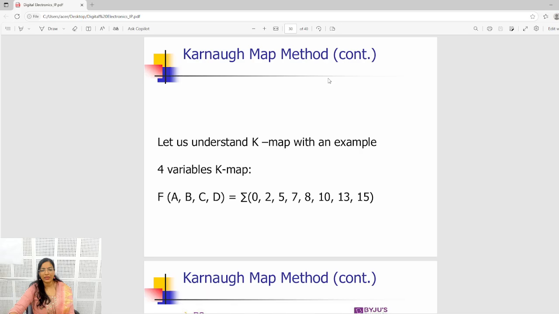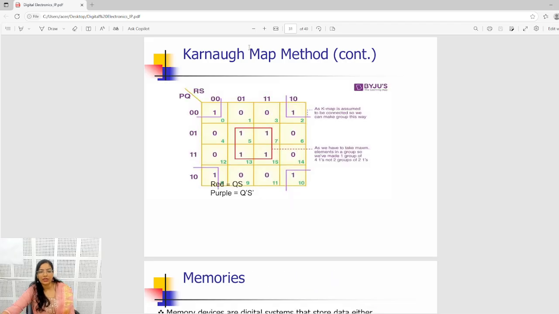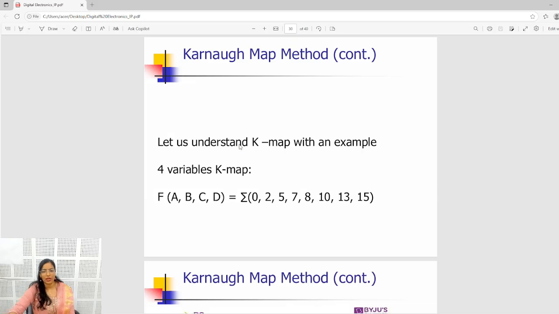Now go back to the previous slide. Here we see that we have to plot at 0, 2, 5, 7, 8, 10 and 13 and 15. So at 0 we plot 1, at 2 we plot 1, at 5 we plot 1, at 7 we plot 1, at 13 we plot 1, at 15 we plot 1, at 10 and at 8. So this is given in your question: 0, 2, 5, 7, 8, 10, 13 and 15.